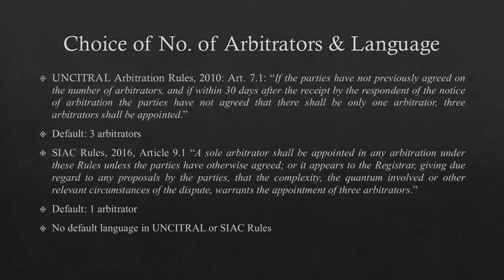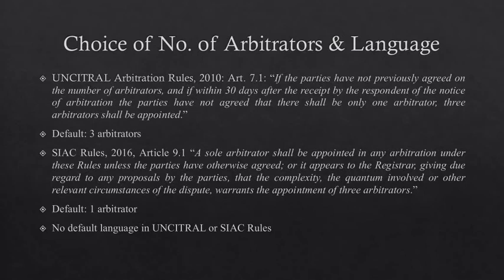Article 7.1 reads, if the parties have not previously agreed on the number of arbitrators and if within 30 days after the receipt by the respondent of the notice of arbitration, the parties have not agreed that there shall be only one arbitrator, 3 arbitrators shall be appointed. But UNCITRAL arbitration rules do not have a default language in case parties have not chosen any in their arbitration clause. But if they have chosen the language of the contract, such choice will obviously apply to the arbitration clause as well, since the arbitration clause forms a part of the main contract. See Article 19 in regard to the choice of language.